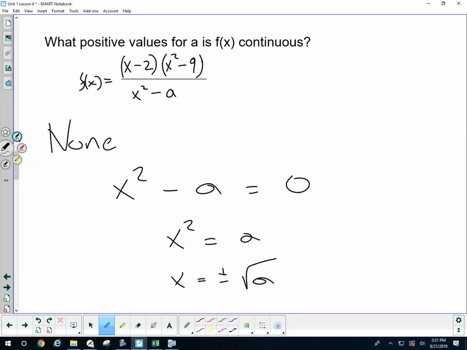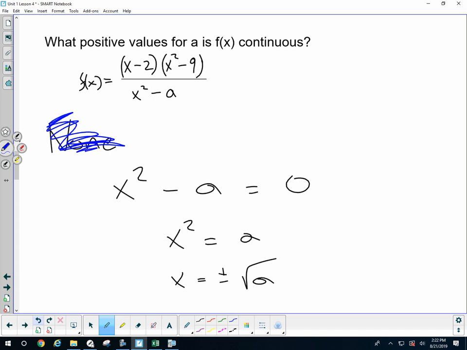Now you might be thinking, well, what if it's 9, Mr. Messner? If I put 9 here, don't I just cancel that? Well, you do, but that just means they're removable discontinuities at 3 and negative 3. They're discontinuities nonetheless. There is no value that you could plug in for a so that the denominator never equals 0.